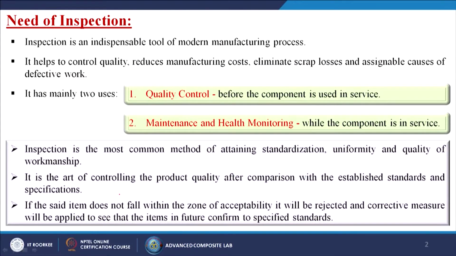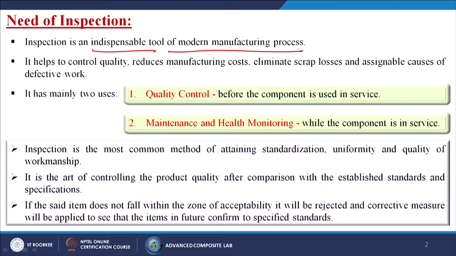My friends, now we are going to discuss our second chapter on inspection and quality control in manufacturing. Basically, the chapter deals with the need for inspections, their types and principles. So, first we have to understand why we need inspections, why they are required. Inspection is an indispensable tool of the modern manufacturing process.